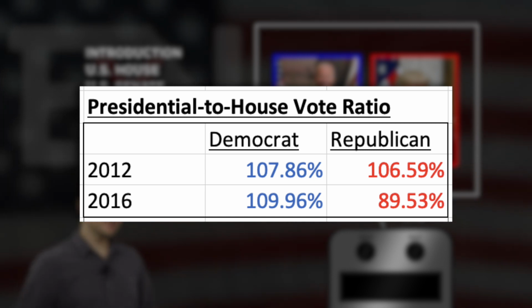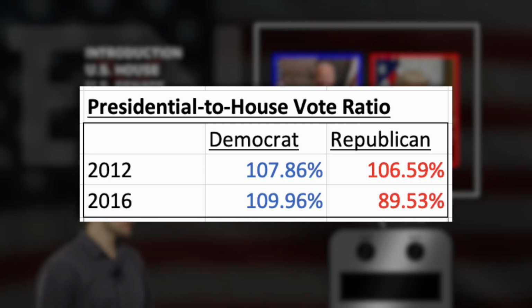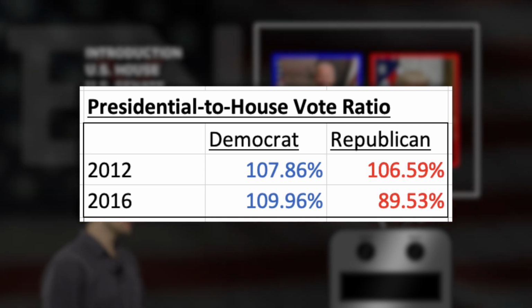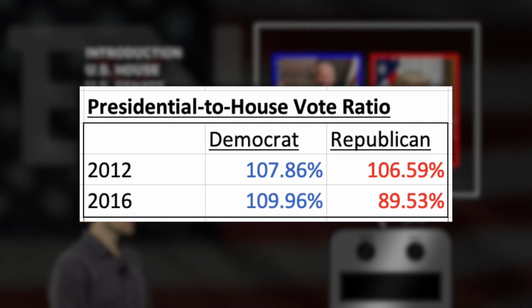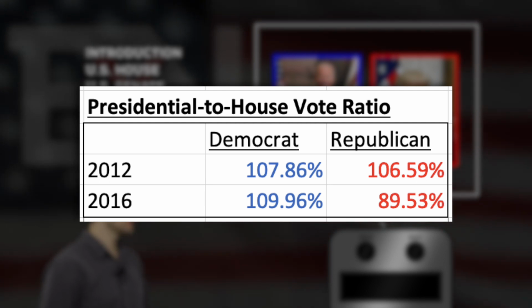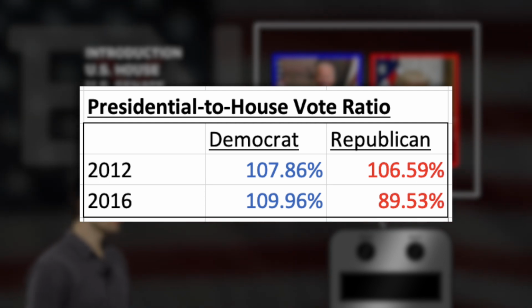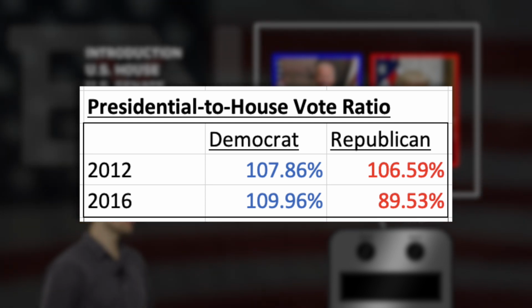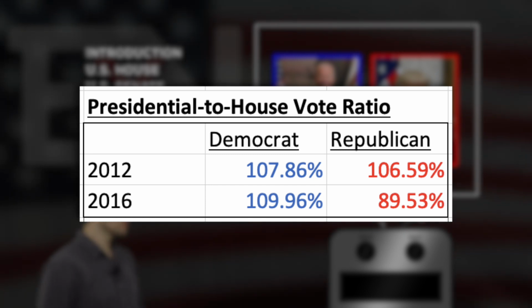Okay, looking at these, I did have to scratch my head a little bit to figure this one out. I mean, it seemed odd to me that the voter turnout ratio was lower for Barack Obama in 2012 than it was for Hillary Clinton in 2016. But part of the reason for that, I think, is because of the decreased turnout ratio that we see from Republicans in 2016 when you compare it to 2012.